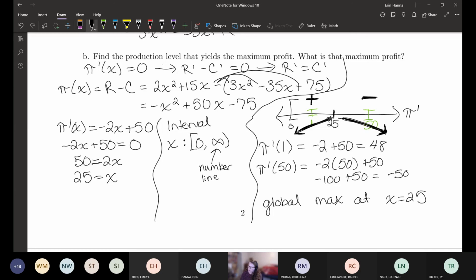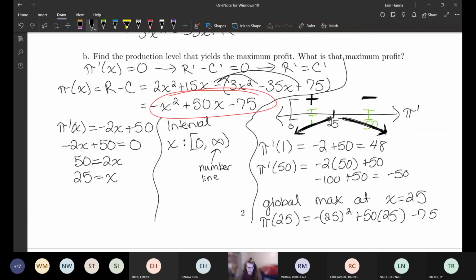So we'll have a global max at x equals 25. And then we were actually asked for the maximum profit, which is also a good point because with these global max or min problems, you usually want both values anyway. So we would want to know the original profit function evaluated at 25. Where's my original profit function? So my original profit function was up here. So we'd have negative 25 squared plus 50 times 25 minus 75. That gives us 550. So not a lot of profit, but their maximum profit here is $550 when they sell 25, what was this, a shoe company? Pairs of shoes.